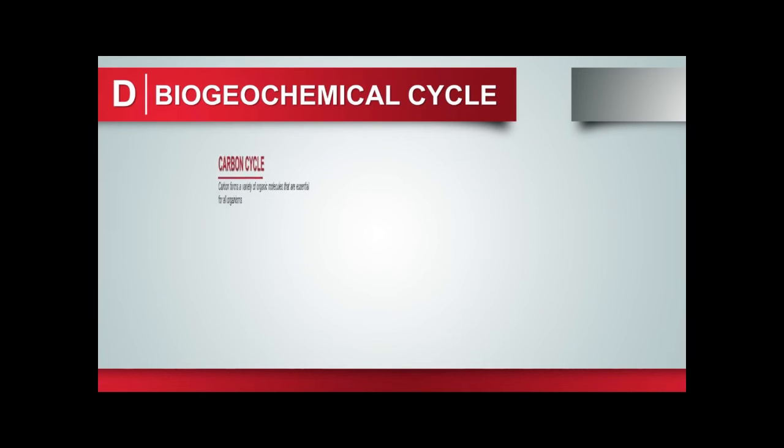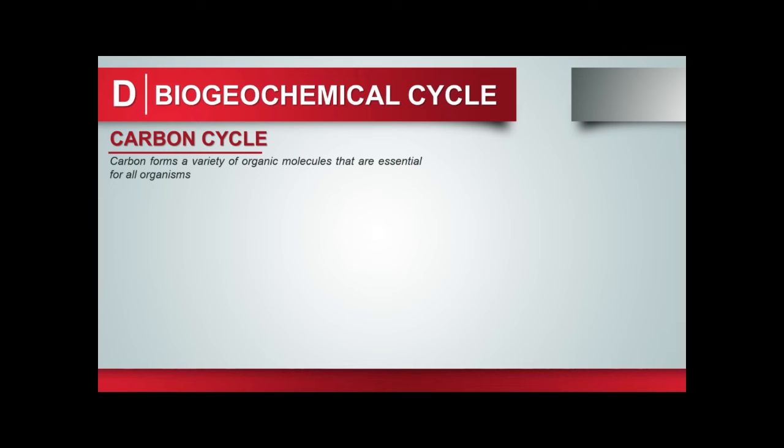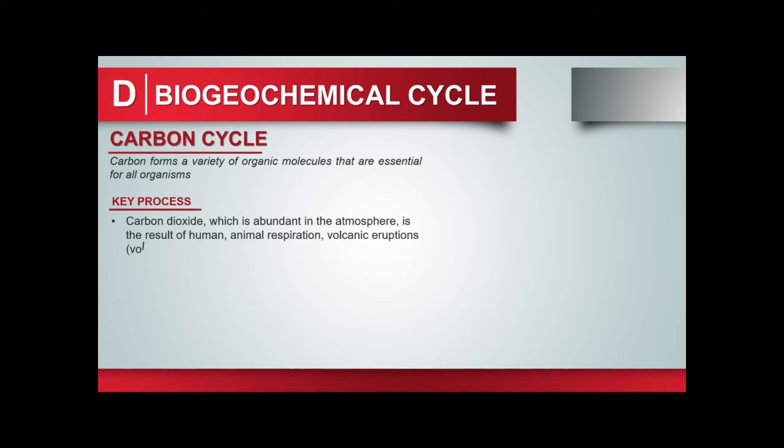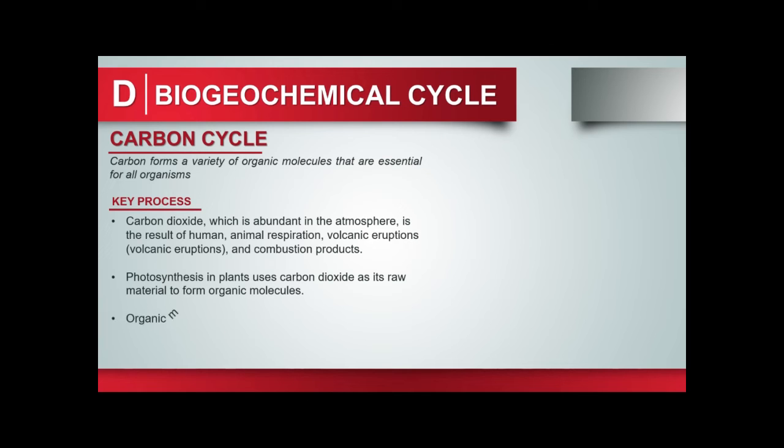Carbon cycle. Carbon forms a variety of organic molecules that are essential for all organisms. The key processes: 1. Carbon dioxide, which is abundant in the atmosphere, is the result of human and animal respiration, volcanic eruptions, and combustion products. 2. Photosynthesis in plants uses carbon dioxide as its raw material to form organic molecules. And 3. Organic molecules, such as cellulose and other carbohydrates.